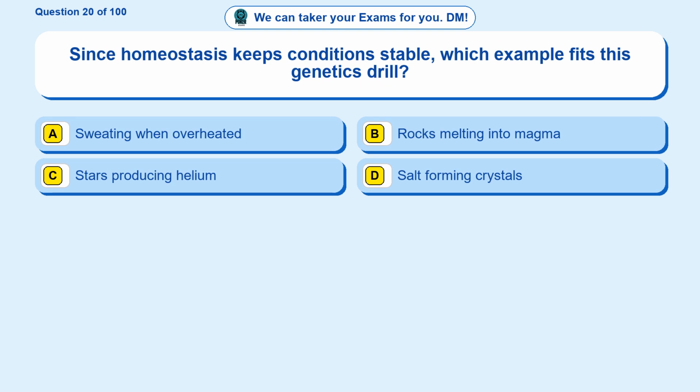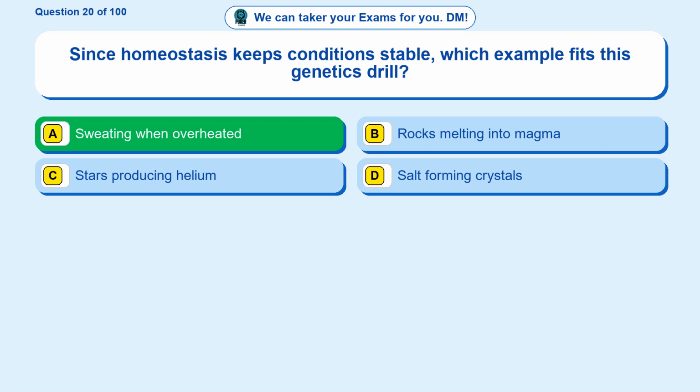Question 20. Since homeostasis keeps conditions stable, which example fits this genetics drill? Option A. Sweating when overheated. Option B. Rocks melting into magma. Option C. Stars producing helium. Option D. Salt forming crystals. The correct answer is option A.